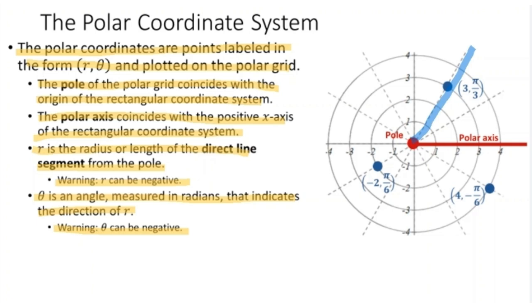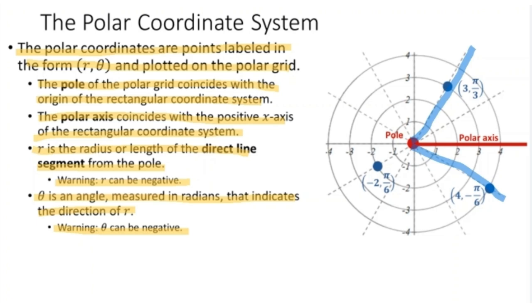Next, for the point (4, negative pi over 6), since our angle is negative, that means we rotated clockwise to obtain the standard position of negative pi over 6, which would have a terminal side highlighted in blue. Since r is positive 4, our point is 4 units away from the pole in the direction of the terminal side of negative pi over 6. And you can see that we are 4 units away since we are on the circle with radius 4.